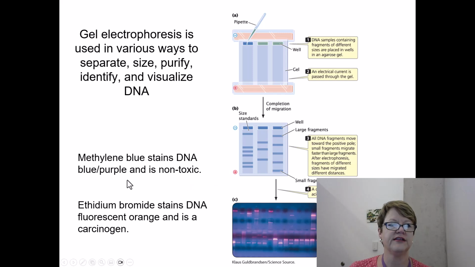We have to soak the gel in a stain so that we can see the fragments. And then we can take photographs. We can get information from this. And we can also take a razor blade and just cut one of the fragments if we wanted to.